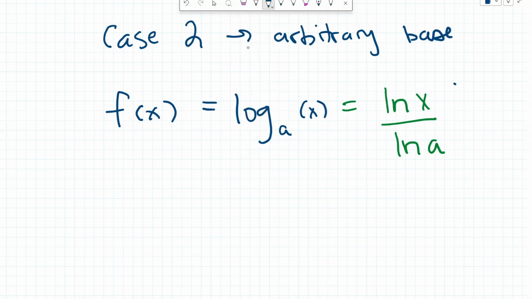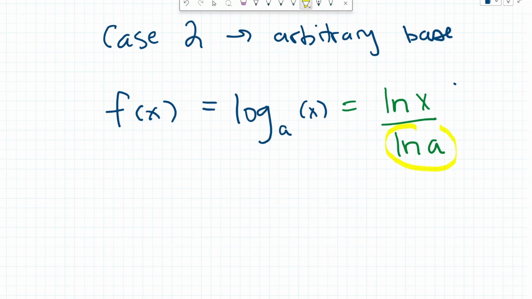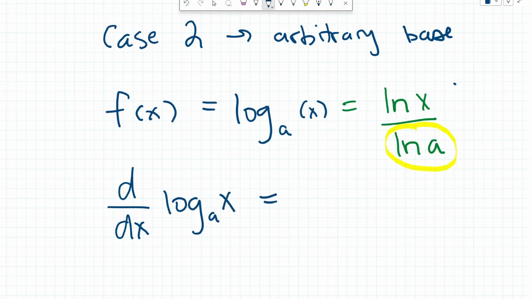Okay, so once we have this, it is actually much easier to solve, because we have to recognize that ln a is simply a number. It will just be a constant value, and we are only differentiating with respect to x. So what does that mean? If we take the derivative with respect to x of log base a of x, that means we're just taking the derivative of ln x, which we know is 1 over x, right? And then this is a constant.